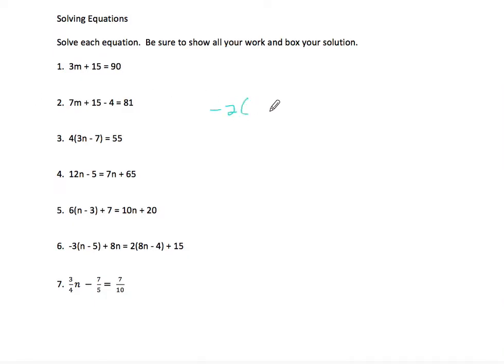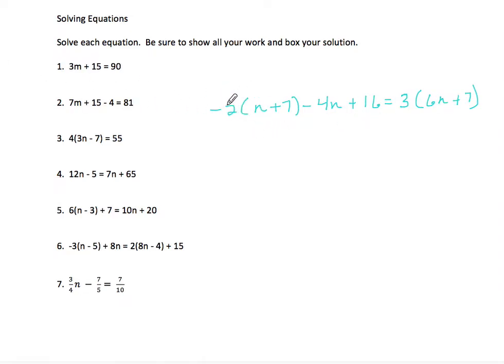Negative 2 times (n plus 7) minus 4n plus 16 equals 3 times (6n plus 7). That's a long one, but we can manage it. So the first thing we talked about was we want to get rid of these parentheses first. Let's just write this equation out with no parentheses.